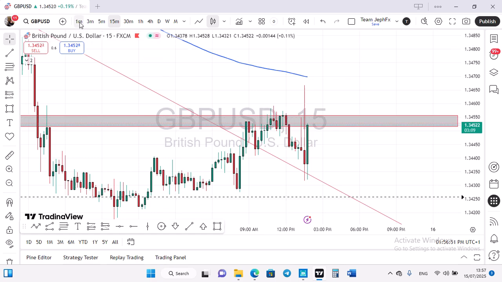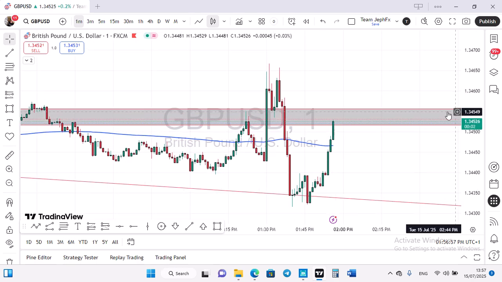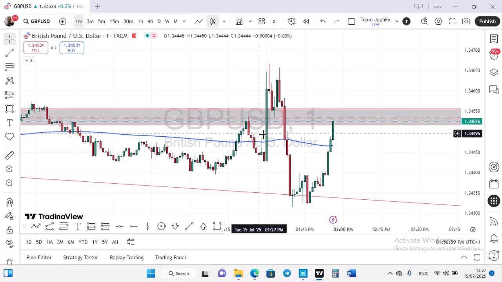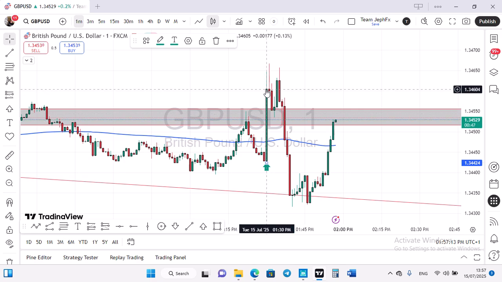Now let's go check the 1 minute. On the 1 minute time frame, what do I have here? Remember the CPI news was at 1:30 p.m. on the dot, and this was the candle here. This spike, this green candle that spiked above, was the CPI candle. So it is at the close of this candle that I am expecting to take my sell. Now look at what happened. The candle closed around this area, and I saw that this was like a first stop.